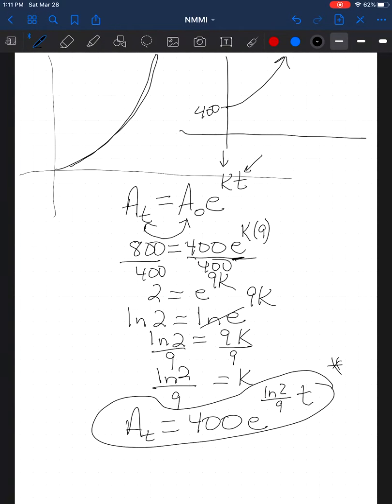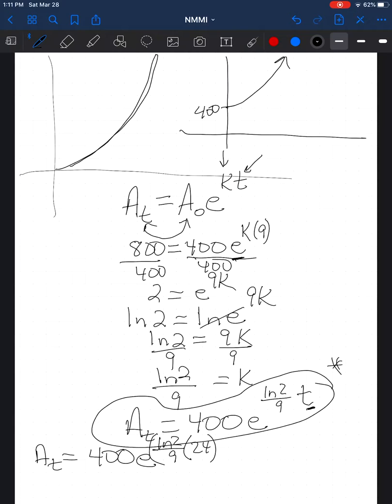Now then, to finish this problem, it says, assume exponential growth and find the number of bacteria present at noon the next day. We started at noon on one day, and now it's asking us for noon the next day. How many hours elapsed from noon yesterday to noon today? Right, 24. So plug that in for t. A sub t will be equal to 400 e to the ln of 2 over 9 times 24.